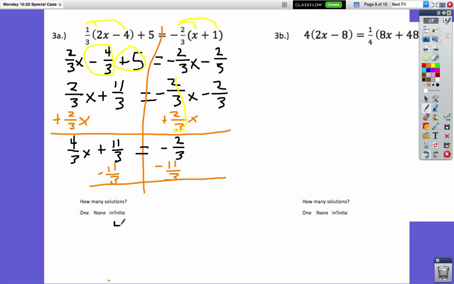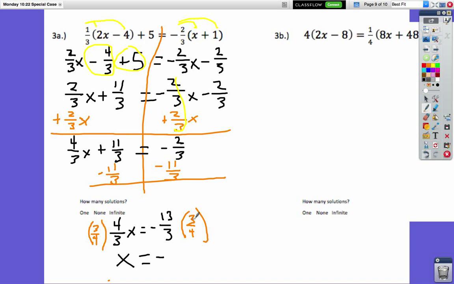So I just have 4/3 x is equal to negative 13/3. To get rid of this fraction with the x, we have to multiply by the reciprocal. So I'll multiply by 3/4. Do the same thing to the other side, 3/4. Those would just cancel out. It would just be x is equal to, we know it's going to be a negative.